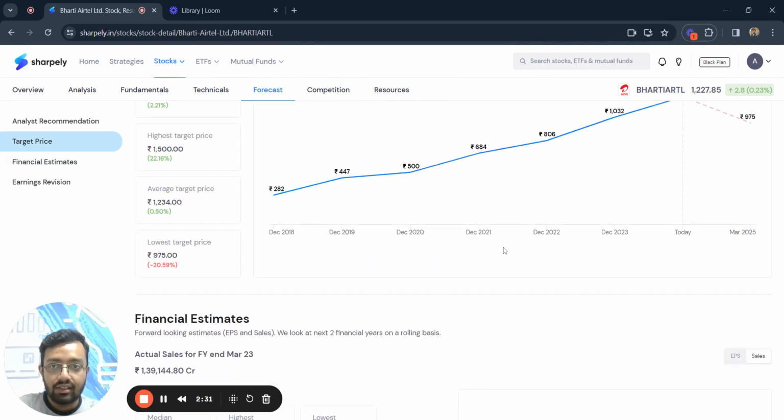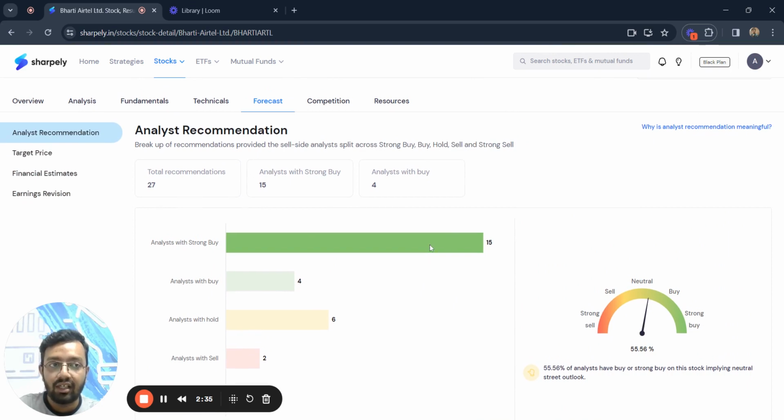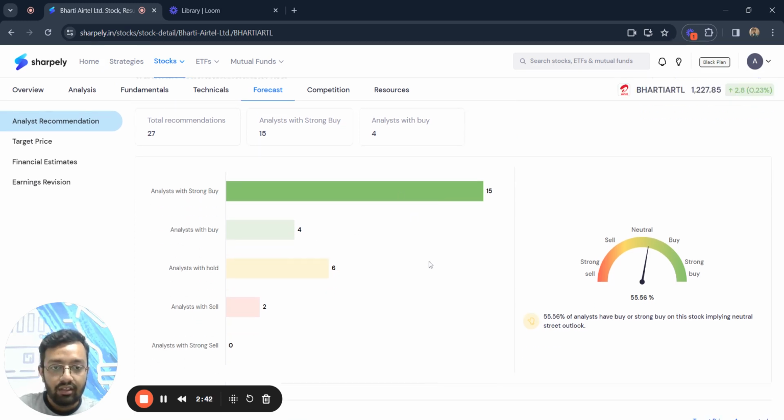So that's it. This is how you can use the forecast section and analyze how analysts are thinking about these stocks and what analysts are suggesting as per their research.